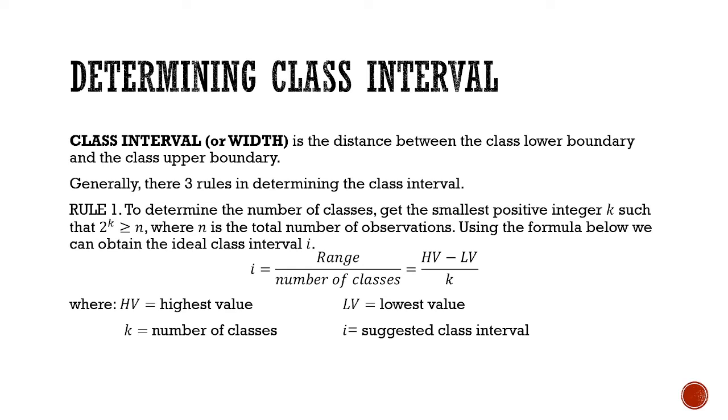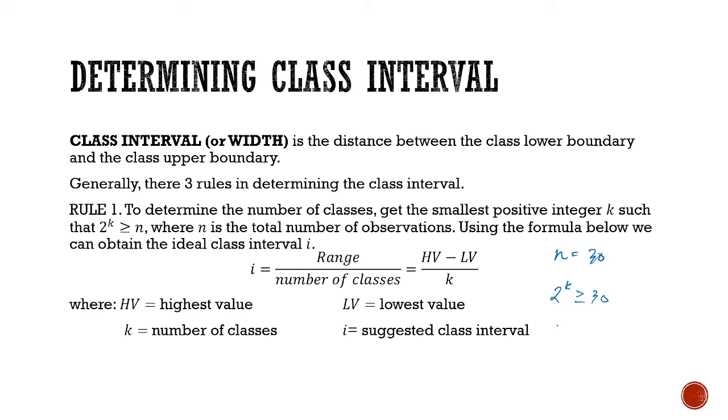So what does he mean by 2 raised to k? For this rule, you can just write this as this. For example, our n is equal to 30. So you need to identify a k wherein 2 raised to k will be greater than or equal to 30. That is all he means there. So what k will give us a value greater than 30?